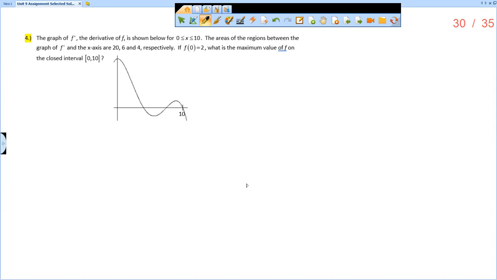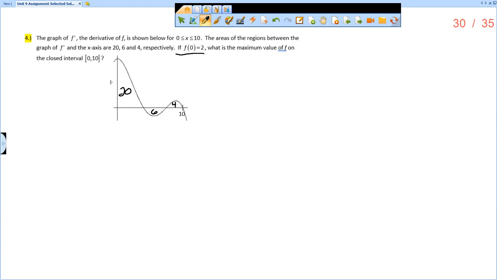This is the solution video for Unit 9 review problem number 4. The graph of f prime, the derivative of f, is shown for x between 0 and 10. The areas of the regions between f prime and the x-axis are 20, 6, and 4, respectively. If f of 0 equals 2, what is the maximum value of f on the closed interval 0 to 10?